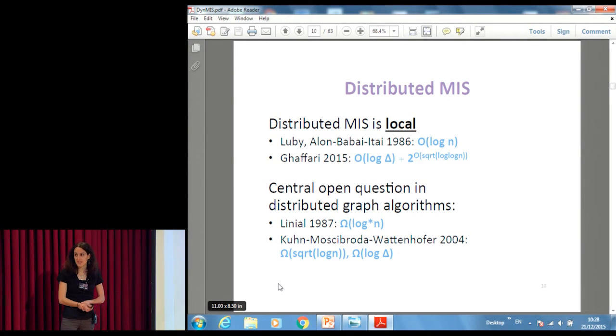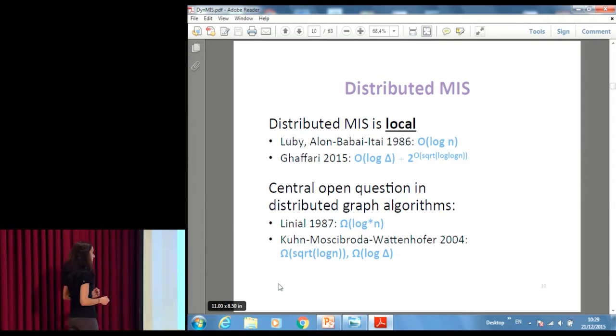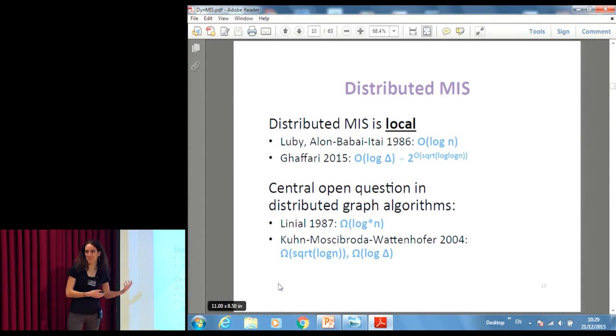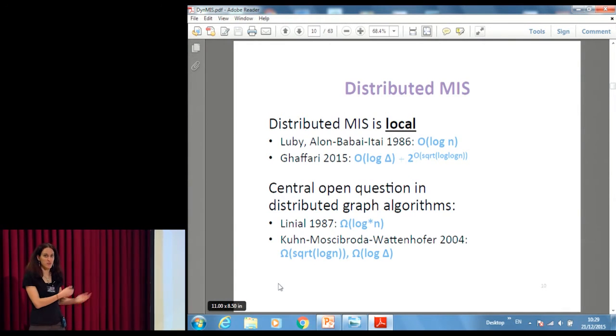Now, this is referring to randomized algorithms. If we look at deterministic algorithms, these are still the best known lower bounds, and the upper bounds are much, much higher. Okay, so there are really big gaps here. And this is also true for other local problems in distributed settings. So this is maybe less related to the topic of this talk, but if someone is looking for interesting things to work on, then there's really a bunch of open and central problems here to look at.